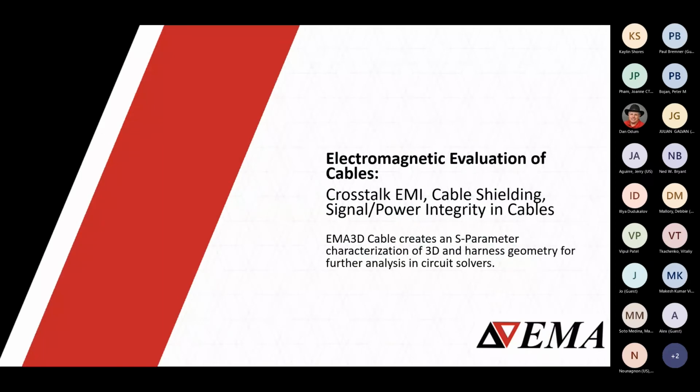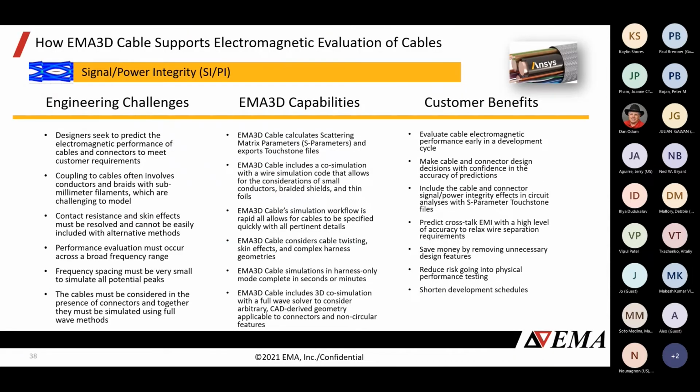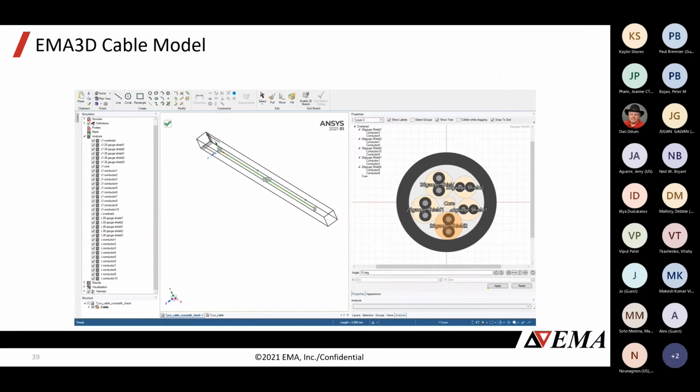Okay, let's talk more specifically about cables and signal and power integrity in cables. So often, to understand signal and power integrity in cables, we want some characterization of those cables as an S parameter characterization. So we want to understand the inductance and the capacitance of the cable so that we can move that into our circuit simulations. So EMA3D Cable allows us very easily to extract the S parameters from complex cables and looking at them as a 3D representation. So you can see, we see the cross section and we see the length of the cable.